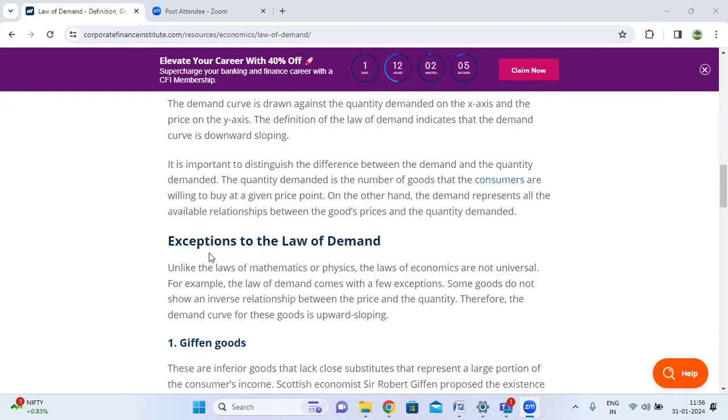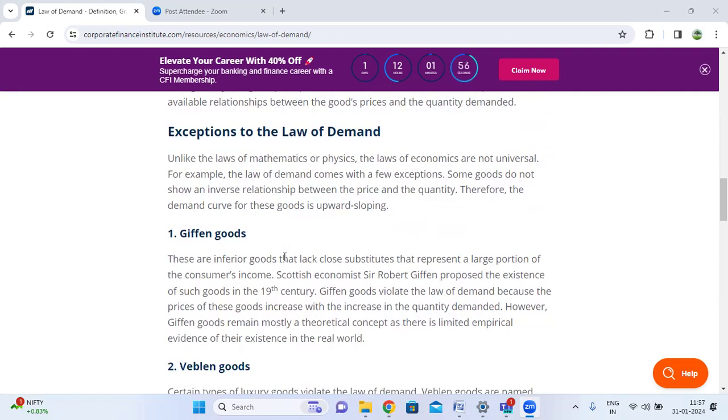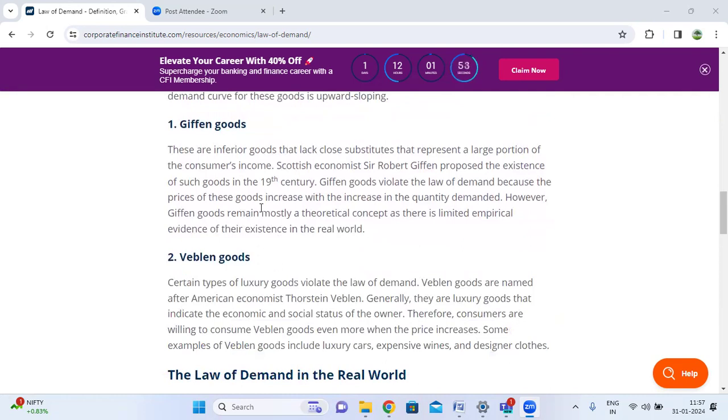Next, the exemptions to the law of demand, listed below. Giffen goods and Veblen goods. Giffen goods are inferior goods that lack close substitutes and represent a large portion of the consumer's income.